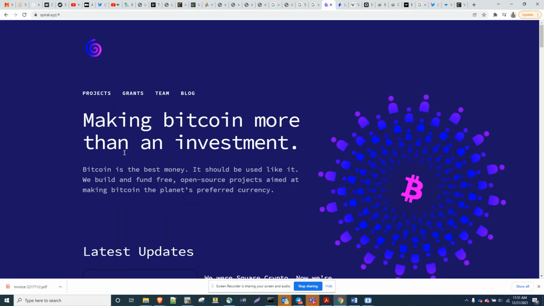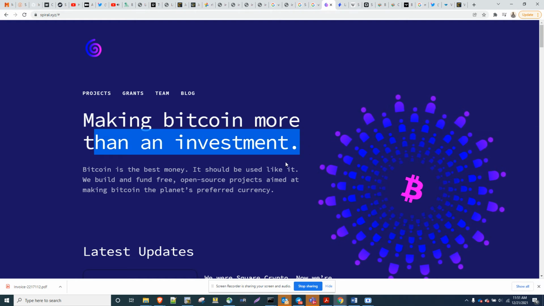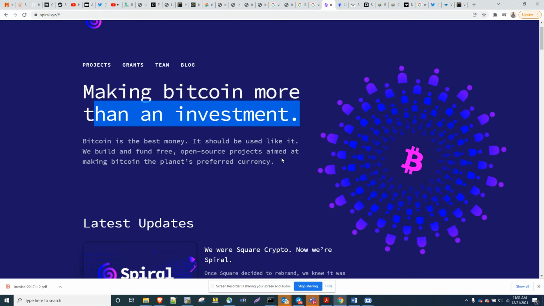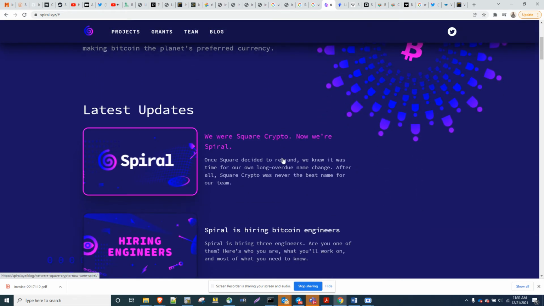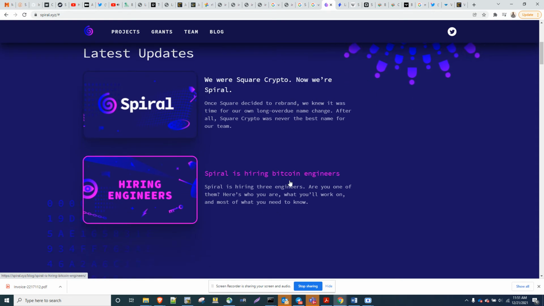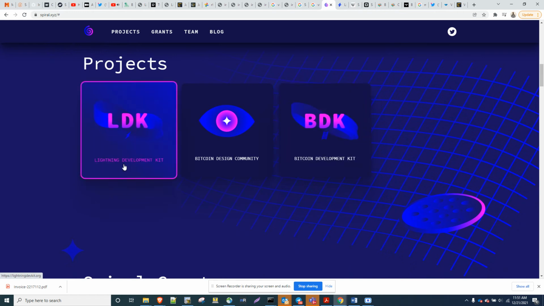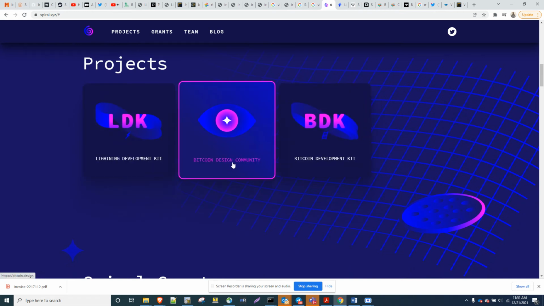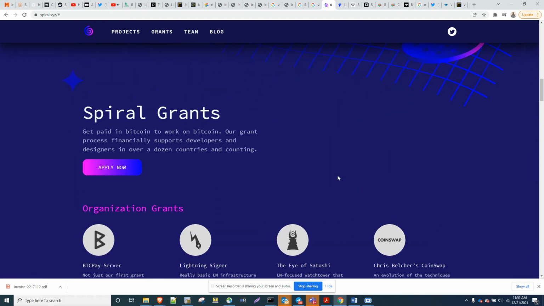Okay, making Bitcoin more than an investment. It means it's not just hodling, but now it's creating solutions to make Bitcoin consumed by the whole world. All right, and these guys are hiring. The projects they have are Lightning Development Kits, Bitcoin Design Community, and Bitcoin Development Kits as well.